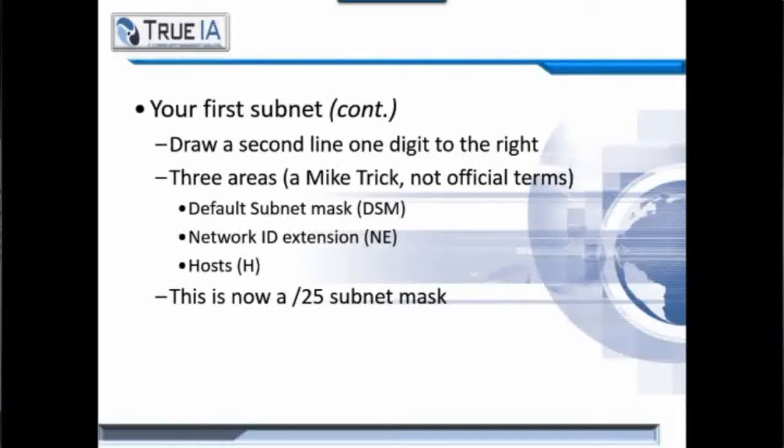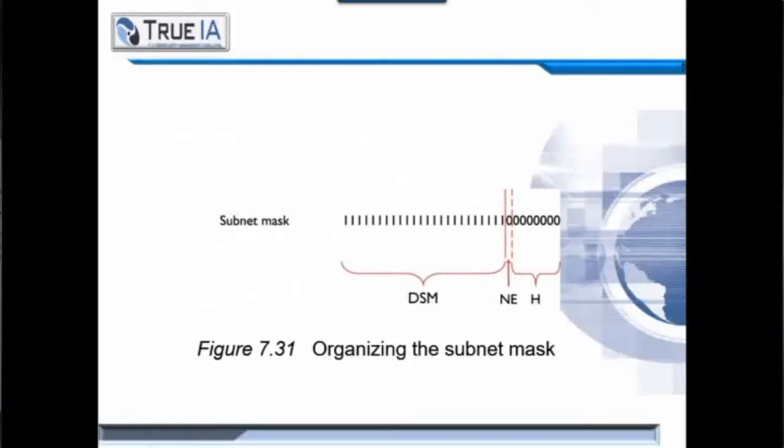Next, you're going to need to draw a second line, 1 digit to the right. So understand this is just a little trick of mine. These are not official terms per se, but what we've done is we've broken our subnet mask into 3 areas: the default subnet mask, the network ID extension, if you will, and then we've begun identifying hosts. This is now a /25 subnet mask. So here you see the default subnet mask, the little network extension in there, and then my available host space.